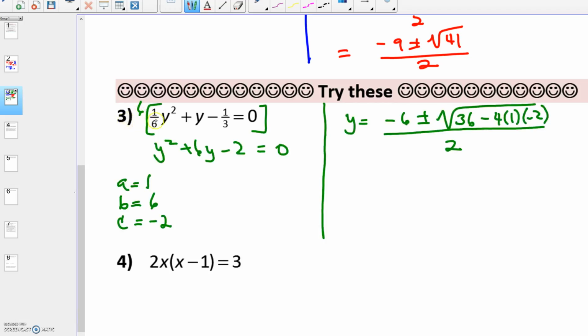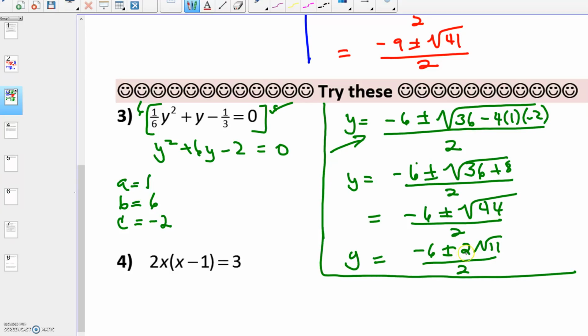Notice that you could actually do the quadratic formula with fractions. It's just a little bit harder to deal with, but you could actually do it with the fractions. But when I eliminate the fractions, multiply 3 by 6, and get y squared plus 6y minus 2, notice that my a, b, and c does not go back to the top. It stays there with the 1, the 6, and the negative 2. And that's what I plug into the quadratic formula on that.